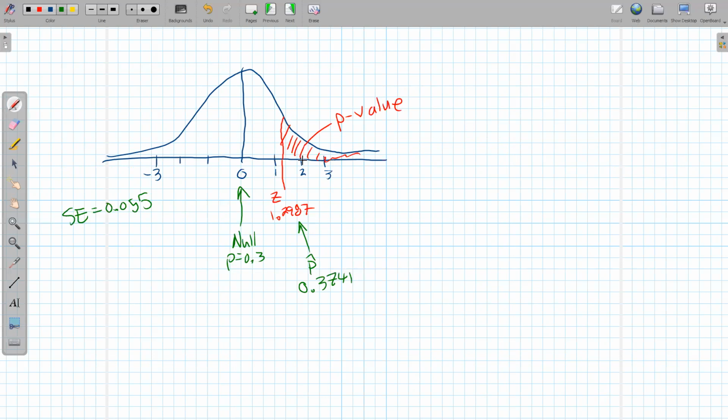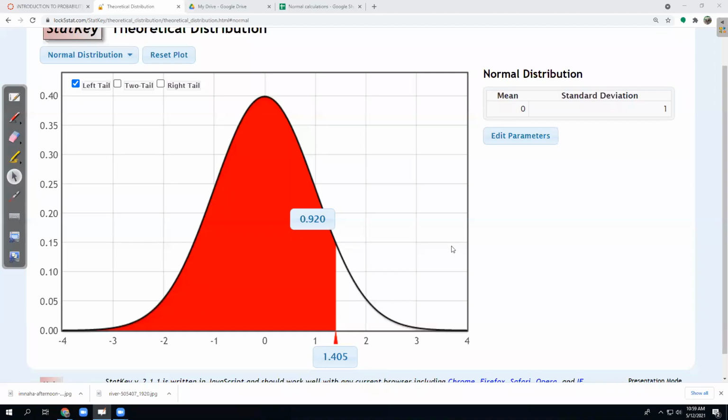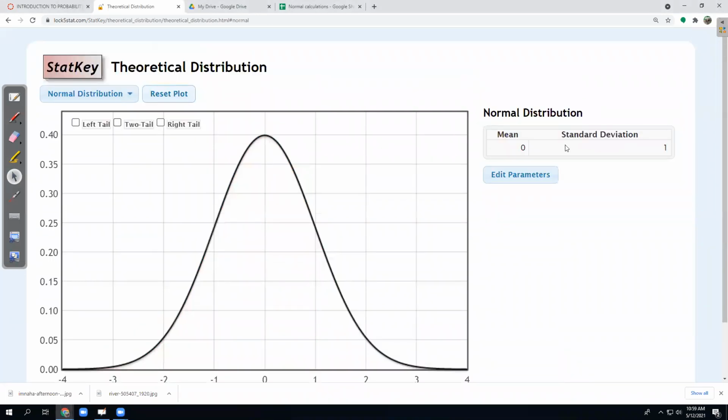Now, again, after 2 standard deviations, that gives us a tail of about 2.5%. After one standard deviation, that gives us a tail of about, I think, 16%. So this is somewhere between 16 and 2.5%. I think I'm going to get a pretty big p-value here. So normal distribution calculator, reset. So I'm in StatKey again. Mean is 0, standard deviation is 1, meaning I'm using z-scores.